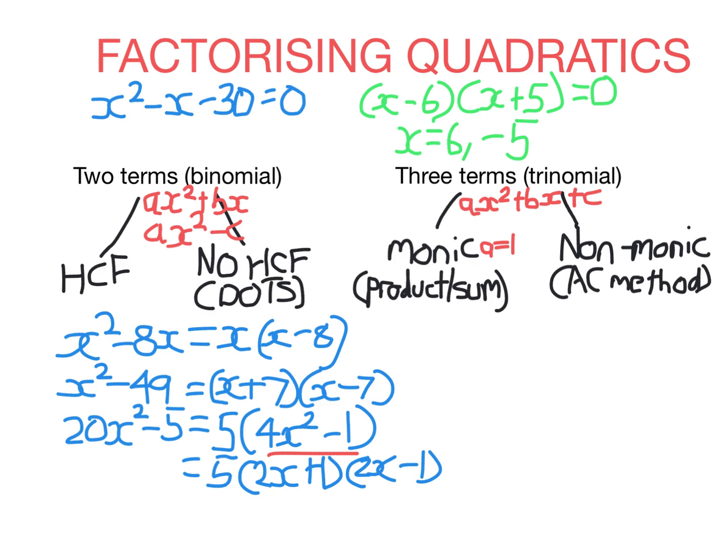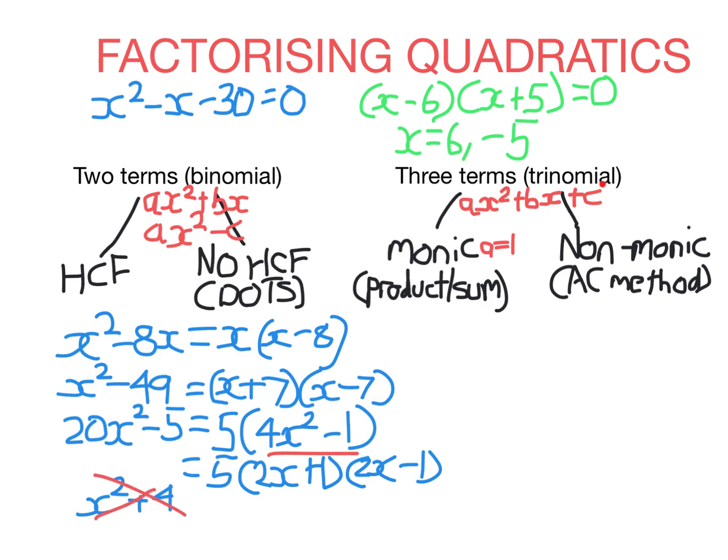We actually don't have a method for factorising the sum of squares. So something like x squared plus 4, yes, we've got perfect square and perfect square, but it's the sum, not the difference of two squares. We don't have a method to factorise that, so you don't need to worry about those now.